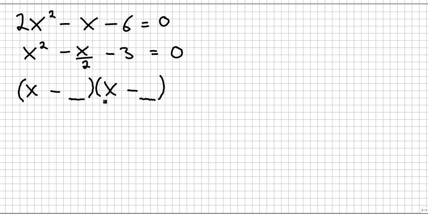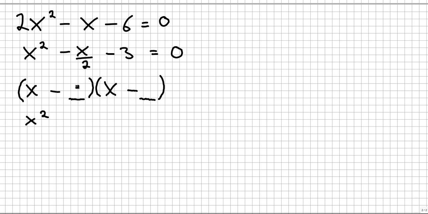I'm gonna do like this. If we have these brackets, we know that we can get back to this equation by multiplying this with this. So x times x, let's do that down here. X times x is x squared. Then we're gonna multiply x with minus this number, and then we're gonna take minus this number times x, and then minus this number times minus this number. 4 operations.